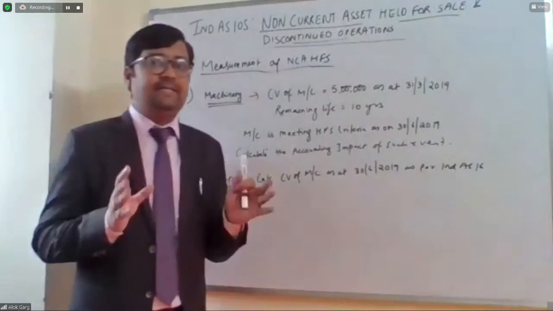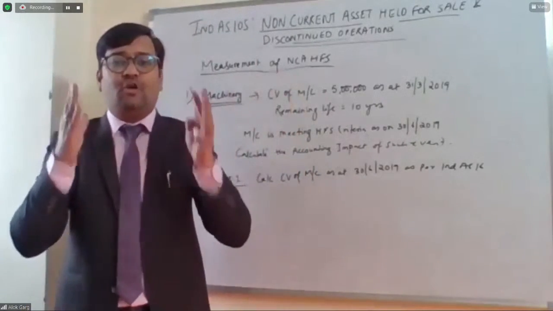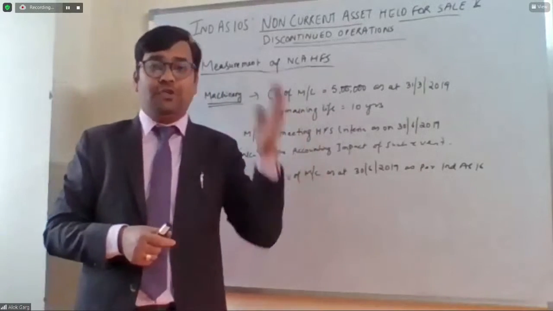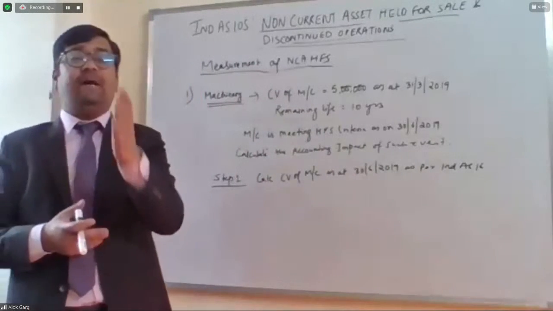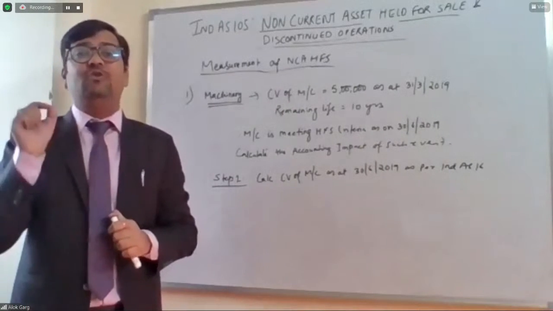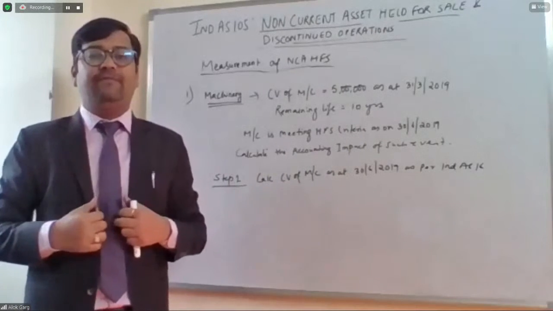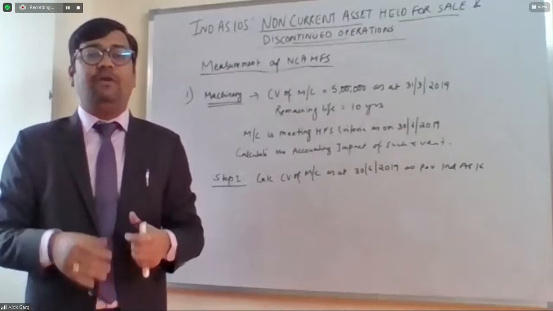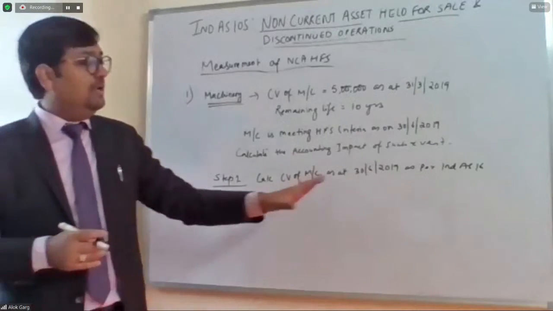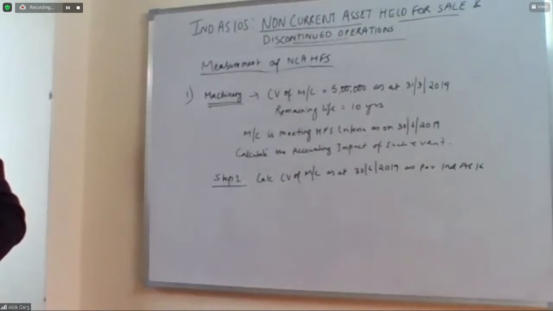You remember under IND AS 16, I have told you that for calculating the carrying value, you need to see whether you are applying cost model or revaluation model. For example, if you are applying cost model, in that case, it will be original cost minus accumulated depreciation minus accumulated impairment loss. It means for calculating the carrying value, you have to charge depreciation. If there are indicators of impairment, you have to calculate the impairment loss also. So you need to calculate the carrying value. Guys, what is the carrying value on 30th June 2019?